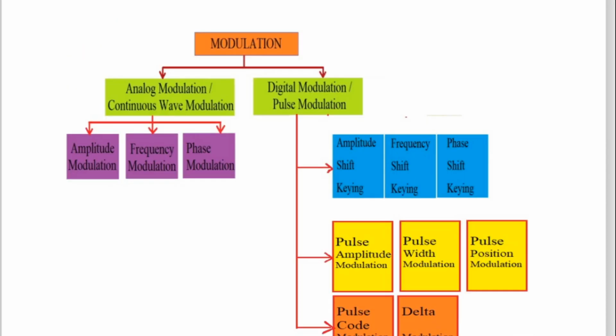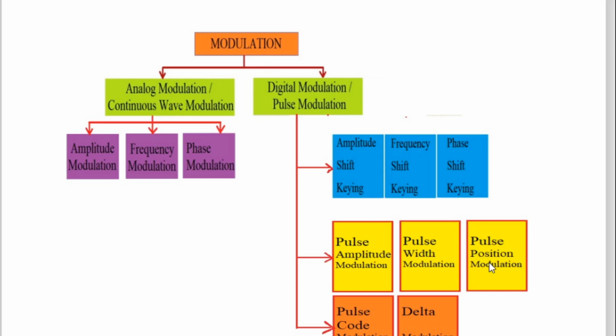Today we are going to study the topic called different types of digital modulations. In the previous lecture, we completed the digital modulations such as amplitude shift keying, frequency shift keying, and phase shift keying. Digital modulation is also called pulse modulation. Today we are going to focus on pulse amplitude modulation, pulse width modulation, and pulse position modulation.